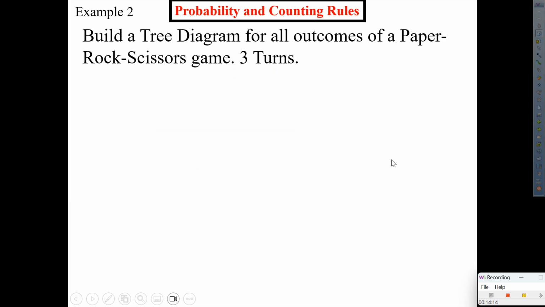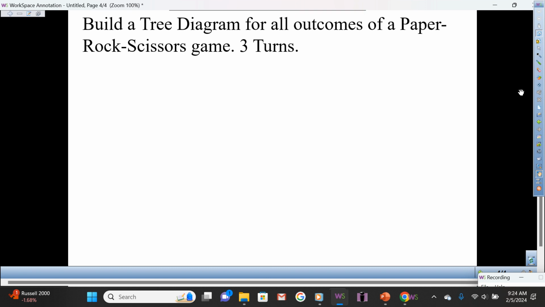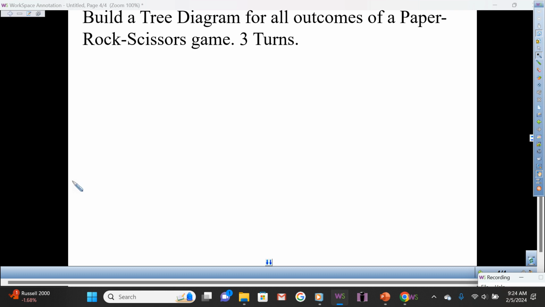Copy this one then. Example 2. Build a tree diagram for all outcomes of paper, rock, scissors game. 3 turns. Copy that. Build your diagram. I'll give you some time. Leave plenty of space because for this one you're going to need plenty of space. I'm going to start way over here. Paper, rock, scissors.